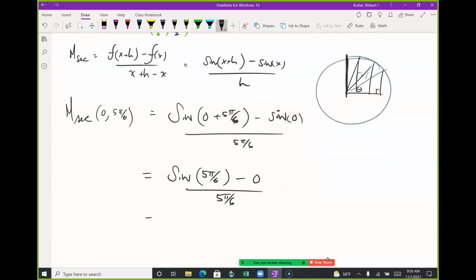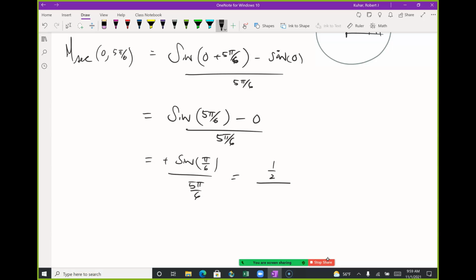And I already know that sine of 5 pi over 6 is sine of pi over 6, which is 1/2, all divided by 5 pi over 6. And so I get 1/2 divided by 5 pi over 6, which is 1/2 times 6 over 5 pi. So 3 over 5 pi. Sorry, 3 over 5 pi, yes.